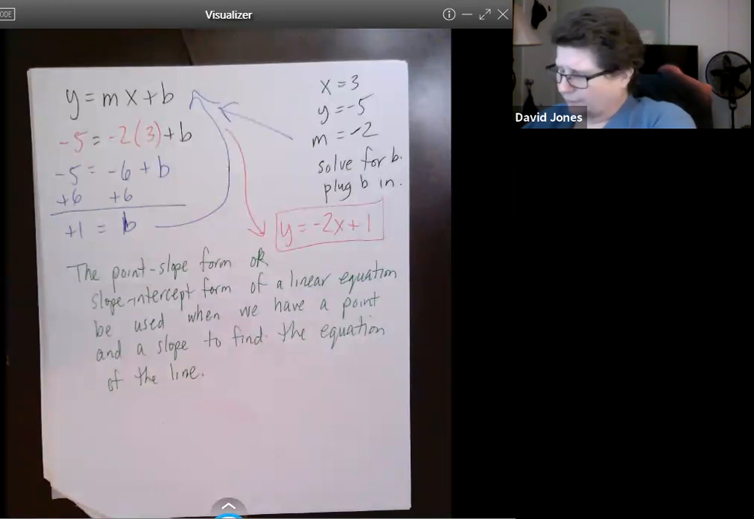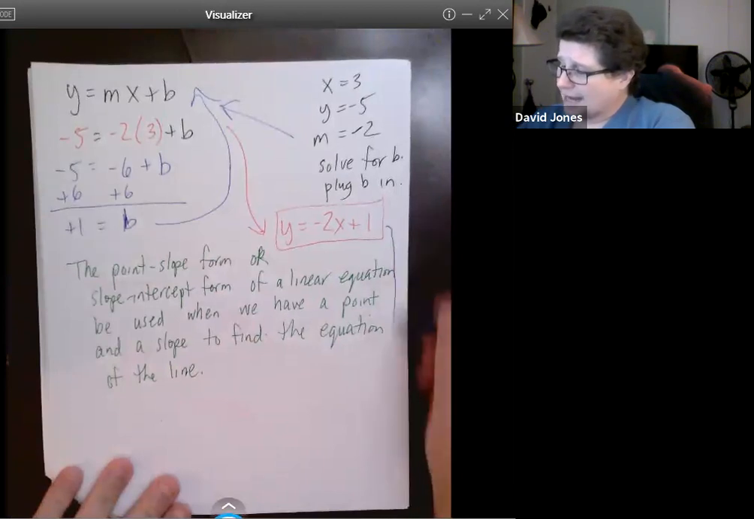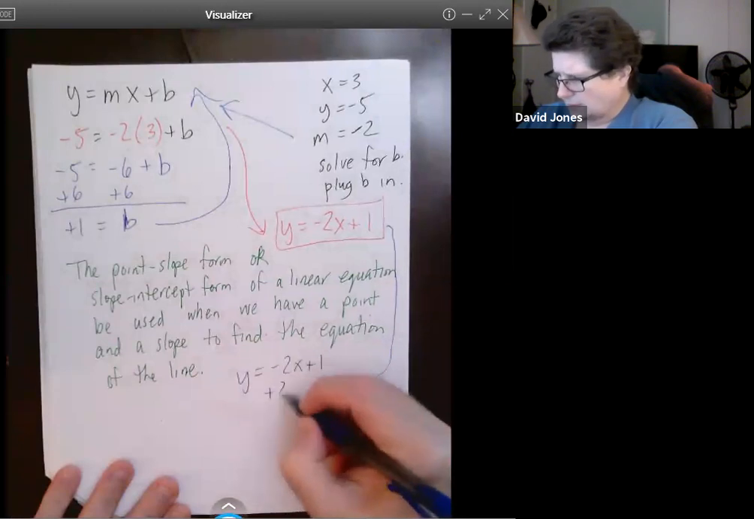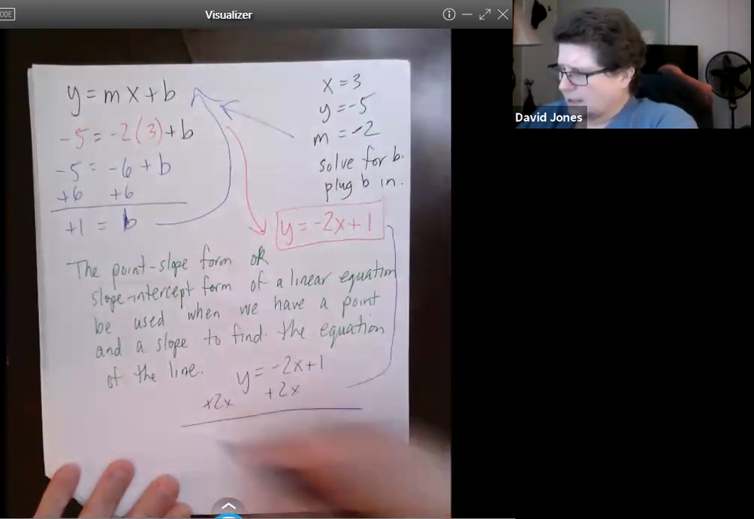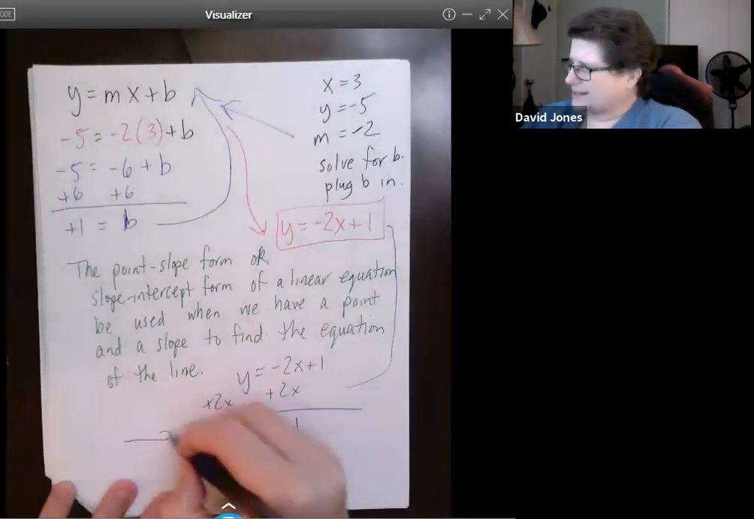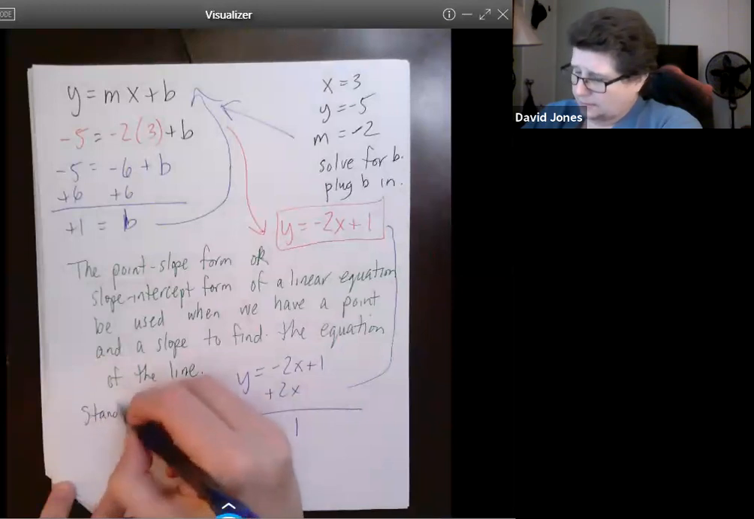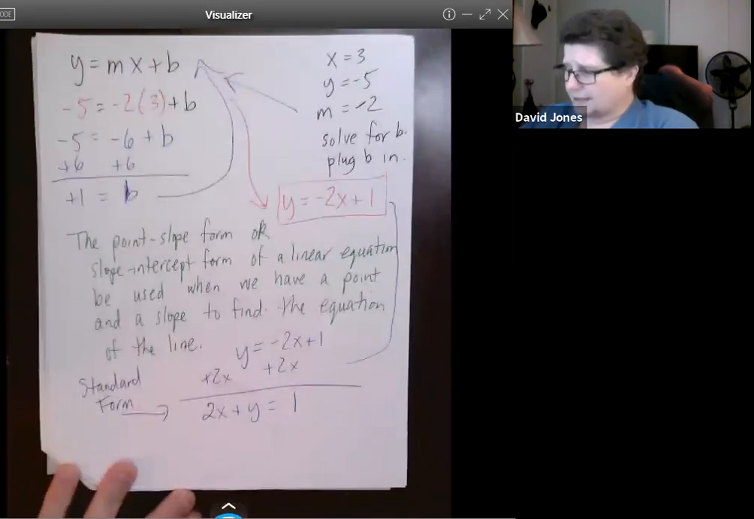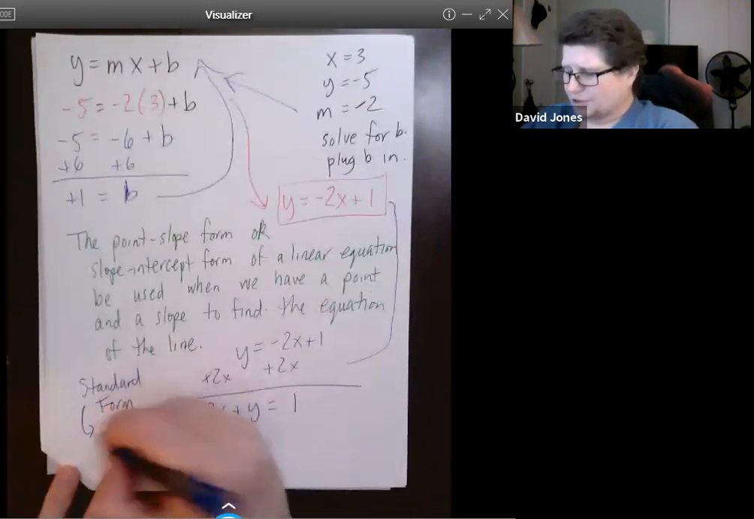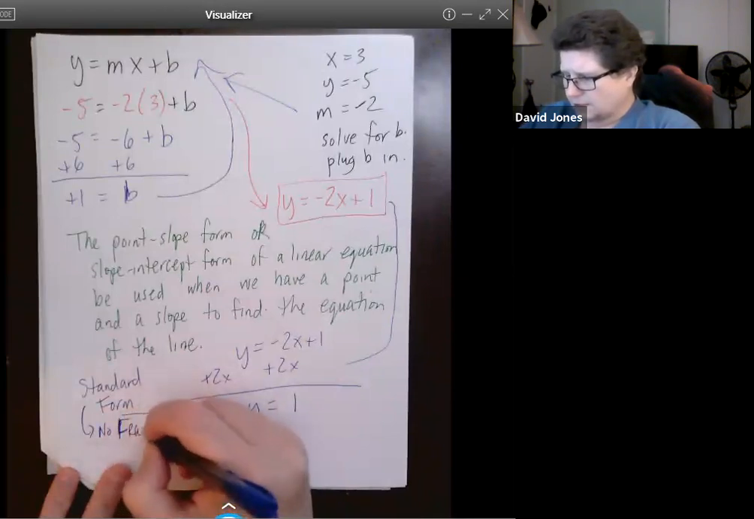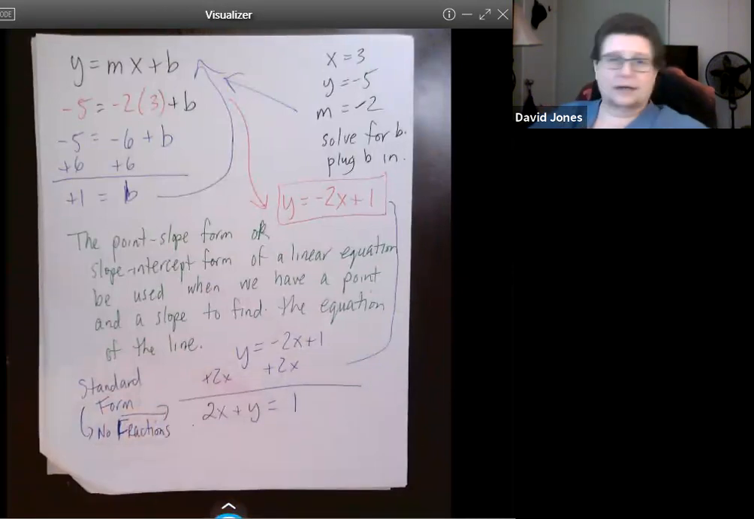And the only other real form that we actually write this in, I could write this in if I add 2x to both sides. I get 2x plus y equals 1. And that's the standard form of the equation. And standard form ideally has no fractions. So if you have fractions, clear them out using a common denominator.